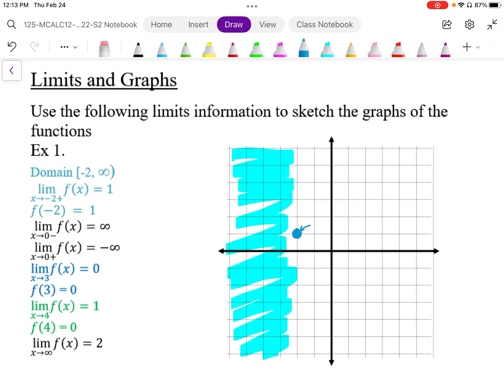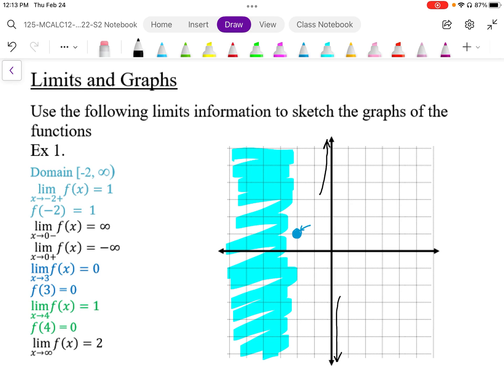The second part here, as x approaches 0 from the negative side, it's going up to infinity. So it looks like there's a vertical asymptote up here. And on the other side, as it approaches 0 from the positive side, it's looking like it's going down to infinity. So again, that's consistent with a vertical asymptote.